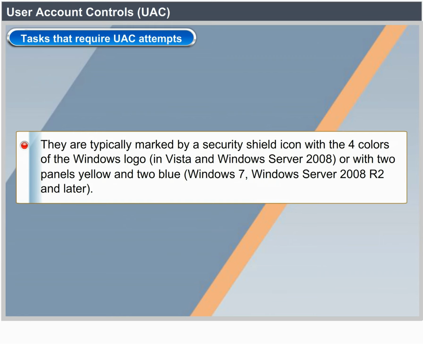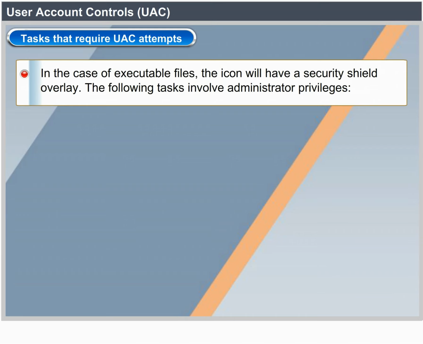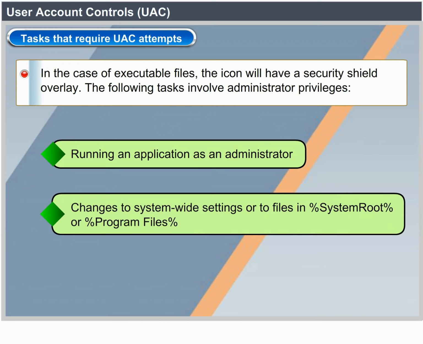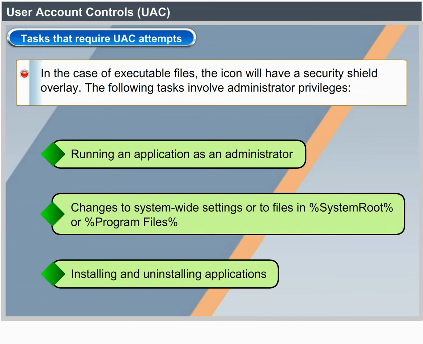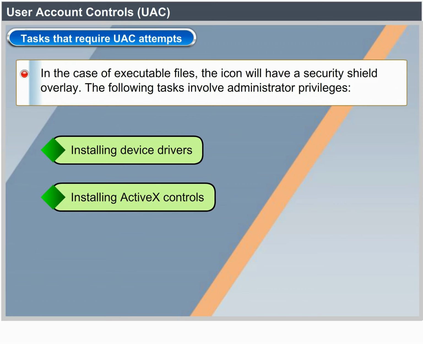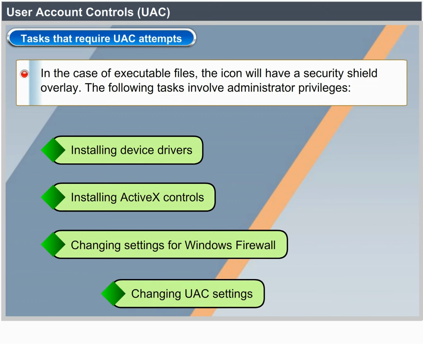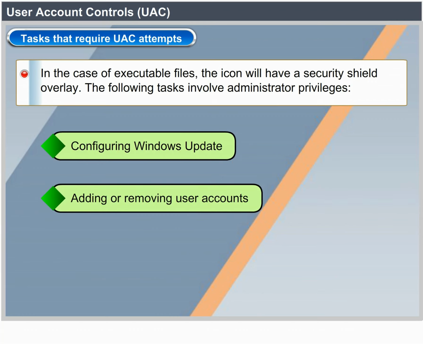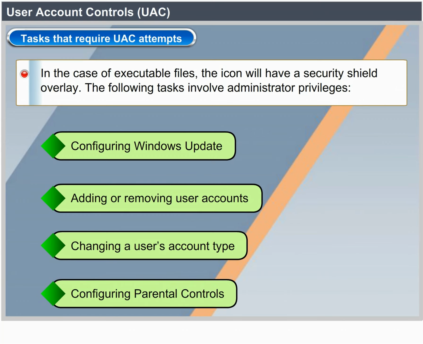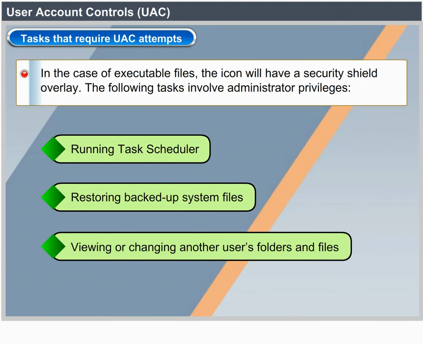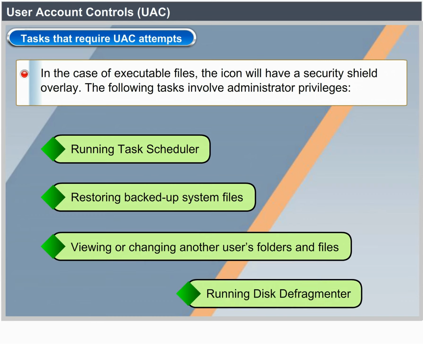The following tasks require administrator privileges: running an application as an administrator, changes to system-wide settings or to files in system root or program files, installing and uninstalling applications, installing device drivers, installing ActiveX controls, changing settings for Windows Firewall, changing UAC settings, configuring Windows Update, adding or removing user accounts, changing a user's account type, configuring parental controls, running task scheduler, restoring backed up system files, viewing or changing another user's folders and files, running disk defragmenter, running registry editor, running the Windows Experience Index assessment.